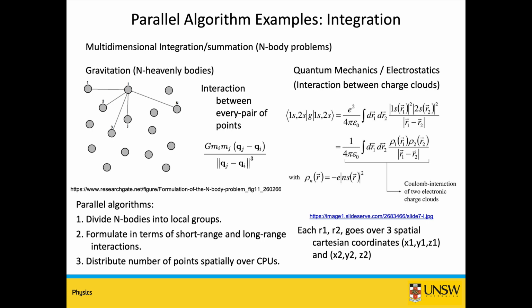So in this case, in the parallel algorithm, you have to divide n bodies into local groups, formulate in terms of short range and long range interactions, and distribute the number of points, especially over the CPUs. This is particularly for the gravitational n-body problem.